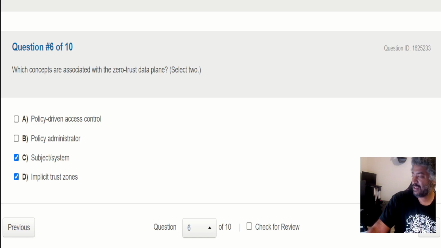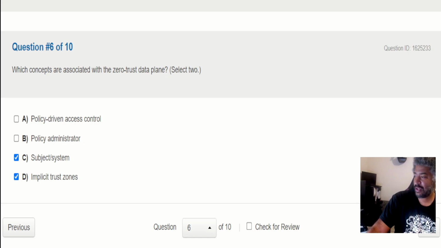So broadly speaking, the control plane manages users and devices in a network, while the data plane manages the movement of the data in the network. Policy-driven access control is more associated with the control plane. The access decisions are made by a policy engine, while the enforcement is managed by the policy administrator in the control plane, and the policy enforcement points in the data plane. So this is not really what we're looking for.